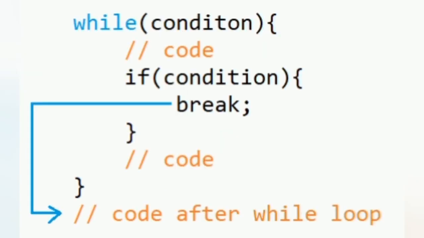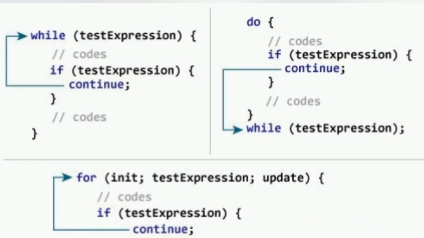5. While loop. The while loop repeatedly executes a block of code as long as a certain condition is true. The condition is checked before each iteration, and if it becomes false, the loop is terminated. 6. Do-while loop. The do-while loop is similar to the while loop, but it checks the condition at the end of each iteration. This ensures that the block of code is executed at least once, even if the condition is false initially.